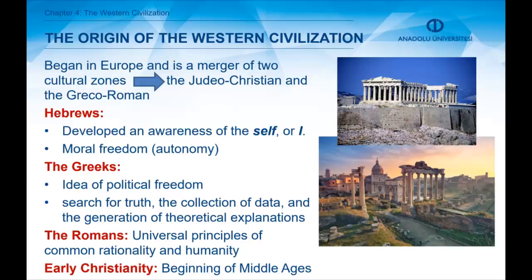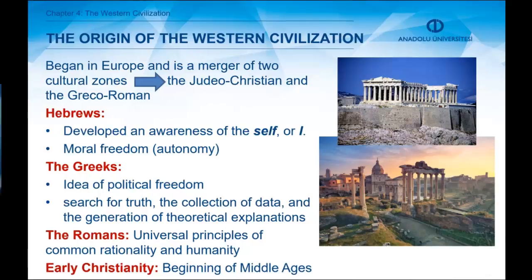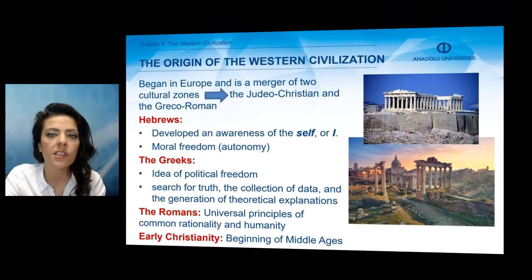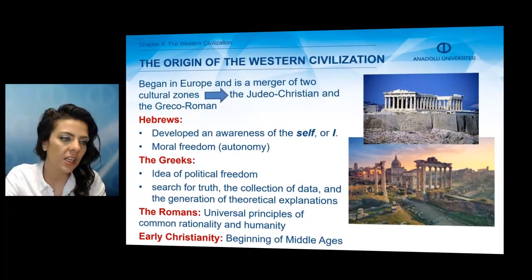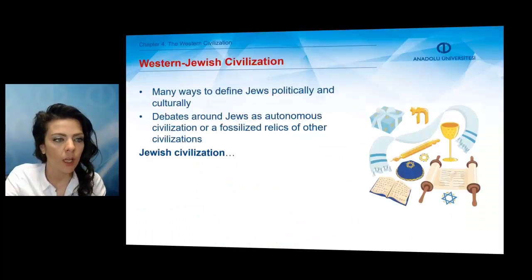And then we see the influence of especially early Christianity, because early Christianity showed us the beginning of the Middle Ages. Middle Ages are also called the Dark Ages, as you know. So all those cultures and early Christianity, let's say, contributed much to the origin of Western civilization. To understand Western civilization, we need to understand those elements as well.